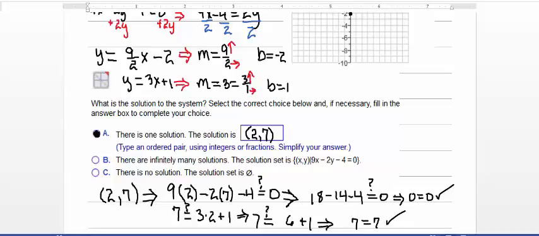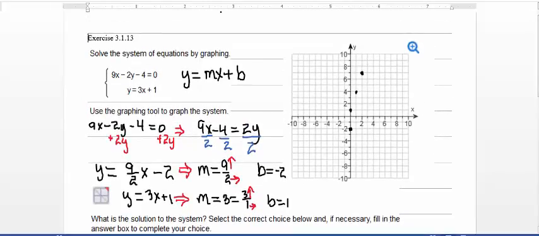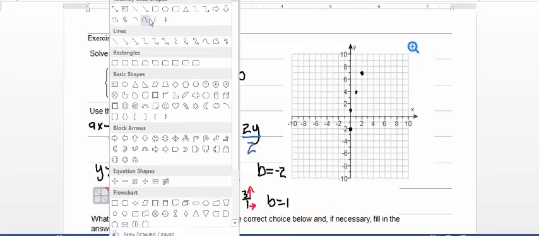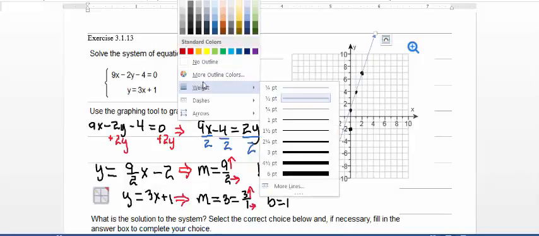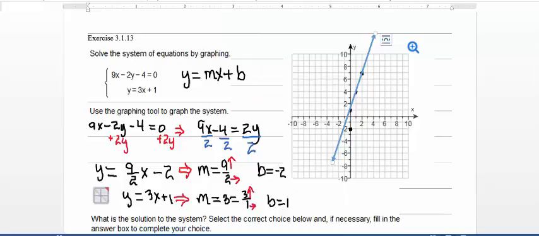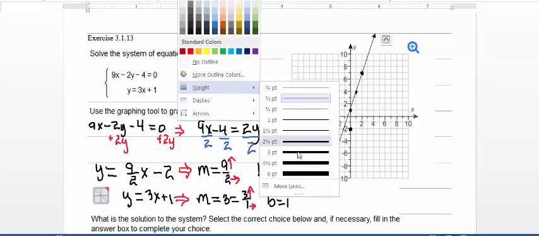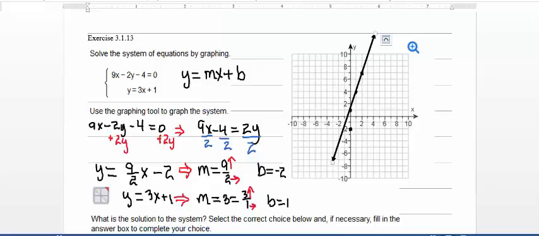So when you do graph this, say you're graphing it by hand, as we were doing here, you really have to make sure that you plot the points accurately and you bring the line accurately through the points. So there's our second line, y equals 3x plus 1. The y-intercept was 1, and from there we move 3 units up and 1 unit right.